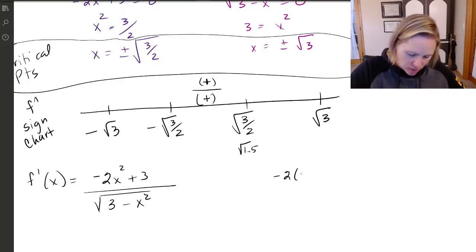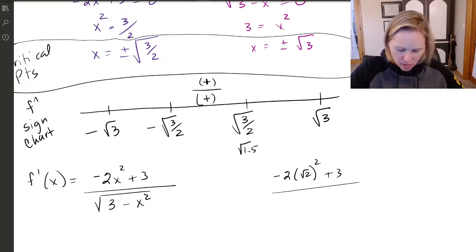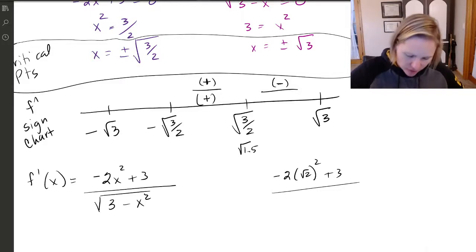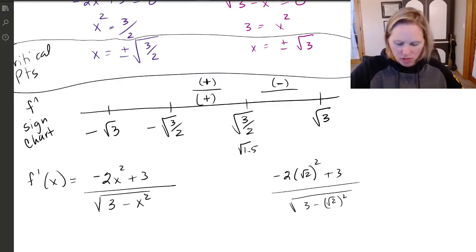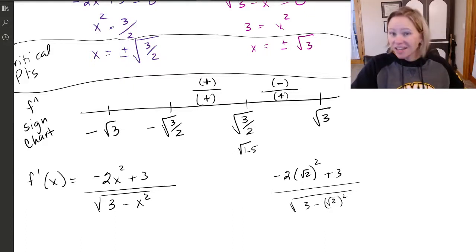Negative 2 times the square root of 2 squared plus 3. Okay, so that's going to be negative 4. That's going to be a negative in the numerator. Remember, I don't even care about the number. I just, is it positive or negative? And then let's see, square root of 3 minus the square root of 2 squared. That's 3 minus 2. That's going to be a positive, so I'm okay. So I'm going to be negative in there. Negative over a positive results in a negative.